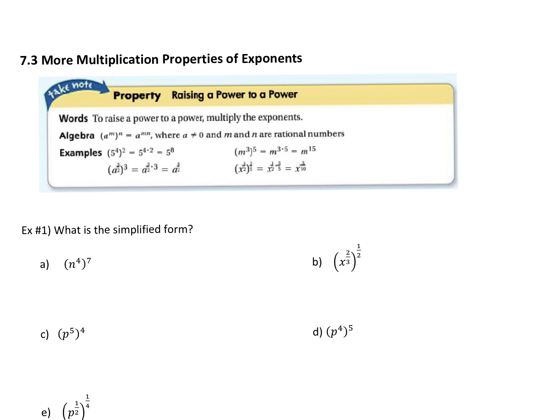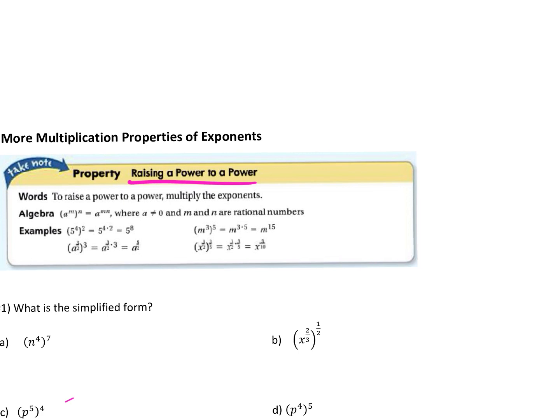Today you're going to learn a new property that I feel like often gets confused with a different property that you already know. So I need you to really think through what's different today and why we are doing it differently. So the property that I'm talking about is this one, raising a power to a power, okay? The one it gets confused with is this one.